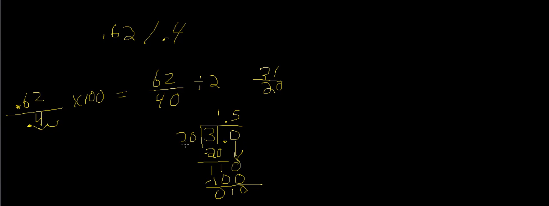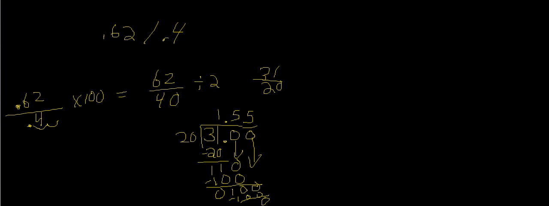And then we check. 10 is less than 20. So I can drop down again. And I have 100. And I know already that 5 times 20 is 100. So since my subtraction equals 0, I'm finished. So my answer would be 1 and 55 hundredths.